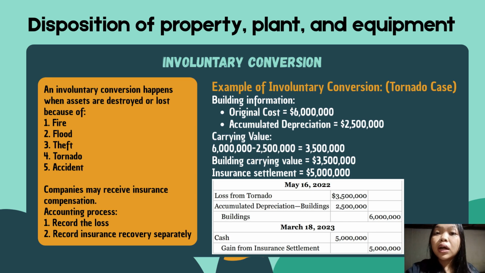In this example, a building is destroyed by a tornado. The building originally cost 6 million and accumulated depreciation is 2.5 million. The carrying value is calculated as building original cost minus accumulated depreciation. So the carrying value is 3.5 million. Later, the insurance company pays 5 million as compensation. For the journal entries, you can see the image on the slide.